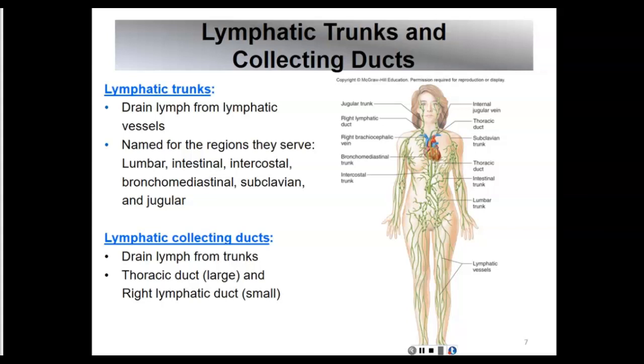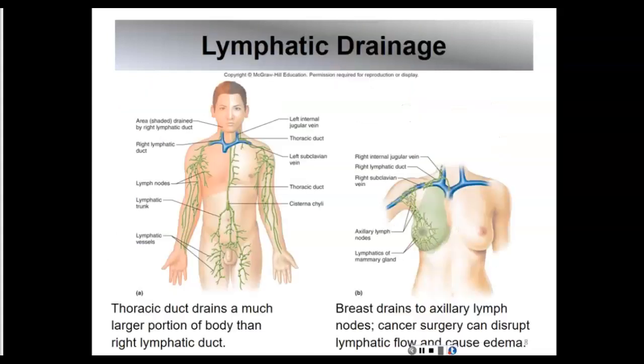The lymphatic collecting ducts will drain lymph from the trunks in the thoracic duct and the right lymphatic duct. So you can see here the right lymphatic duct will drain areas of the right arm and the right chest and the right side of the head. The rest of the body all goes into the thoracic duct.